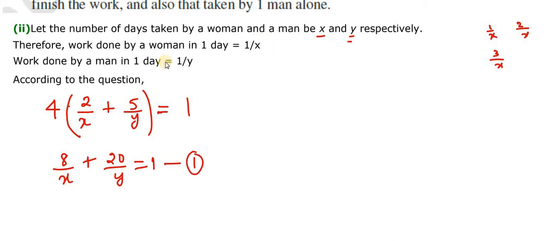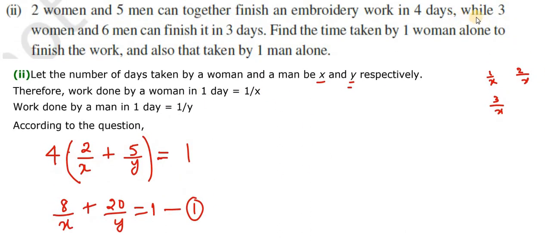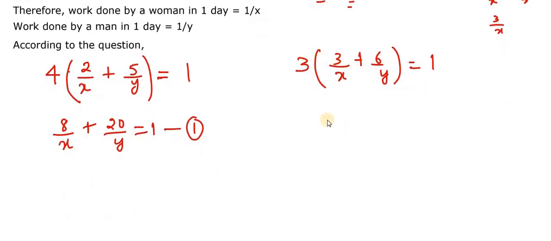Now here is one more condition they gave: 3 women and 6 men can finish it in 3 days. So in 3 days, 3 women, 3 by x, plus 6 men, 6 by y can finish this work. Now we can write this as 3 threes are 9 by x plus 3 sixes are 18 by y, which is equal to 1. Call this equation 2.